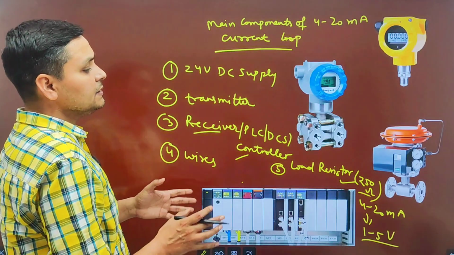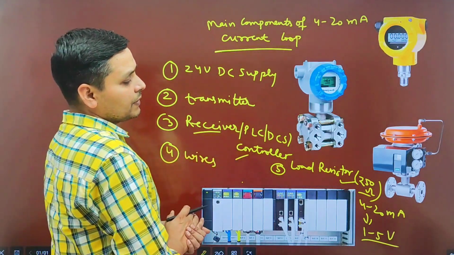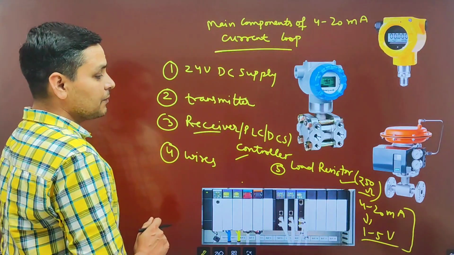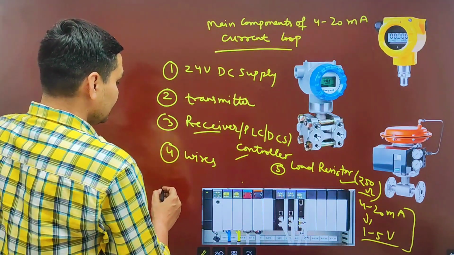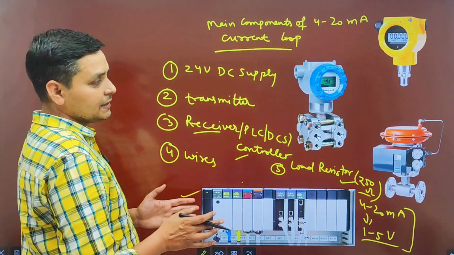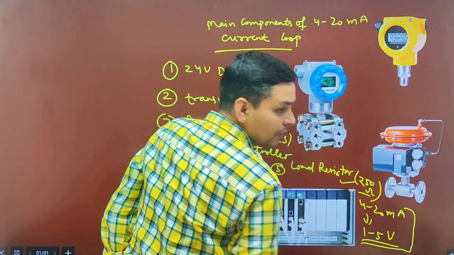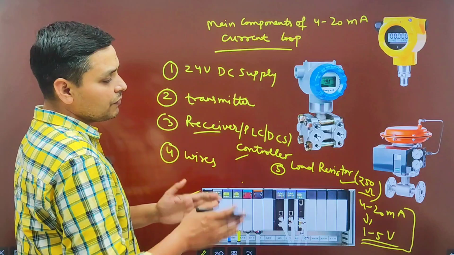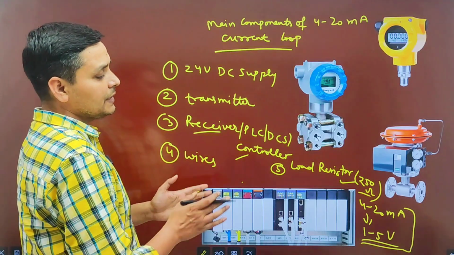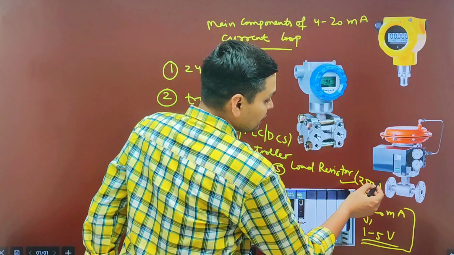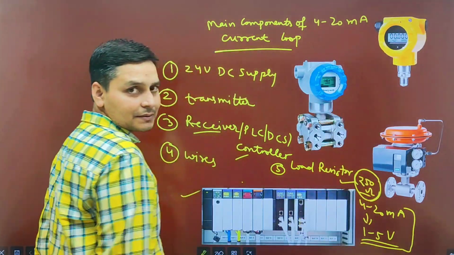Now the question arises, why do we need to convert this 4 to 20 milliampere signal into a 1 to 5 volt signal? And the answer is, the controllers, PLC, DCS or PID controller, understand this 1 to 5 volt signal. So we need to convert the 4 to 20 milliampere signal into a 1 to 5 volt signal. That's why we use these 250 ohm resistors.